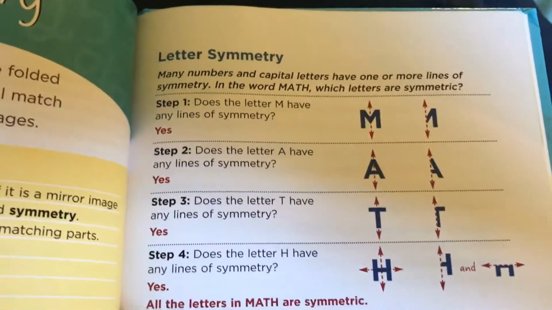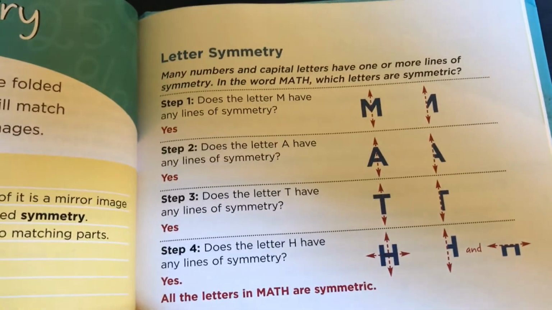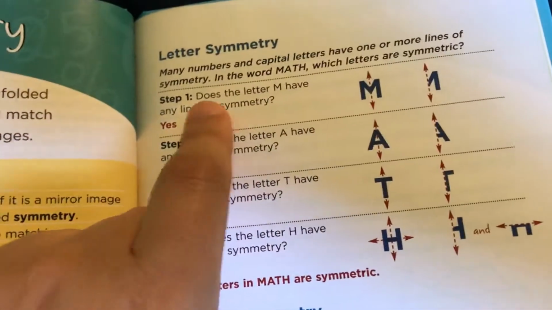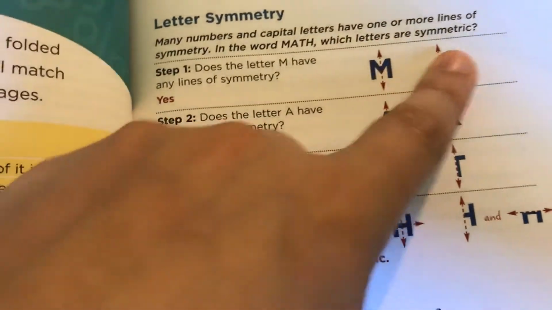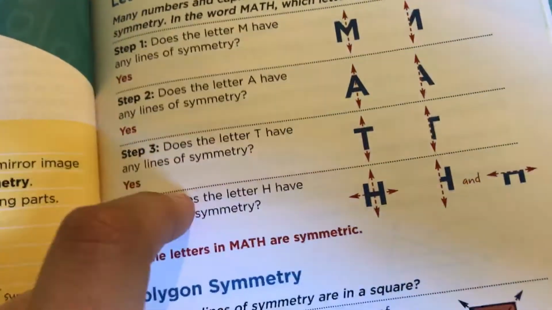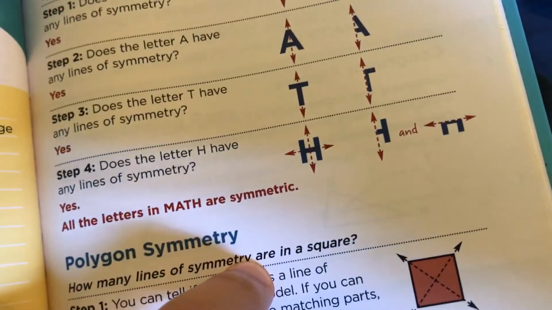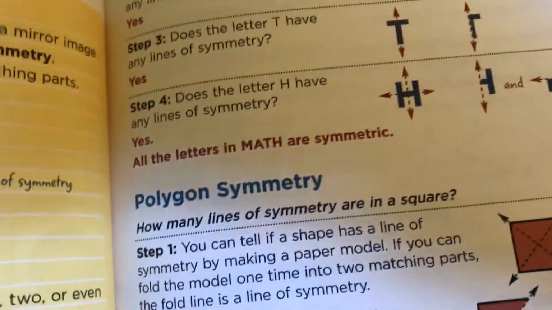Letter symmetry. Many capital letters have 1 or more lines of symmetry. In the word math, which letters are symmetric? Step 1. Does the letter M have any lines of symmetry? Yes. You can split it in half. Step 2. Does the letter A have any lines of symmetry? Yes. Step 3. Does the letter T have any lines of symmetry? Yes. Does the letter H have any lines of symmetry? Yes. It actually has 2. All the letters in math are symmetric.